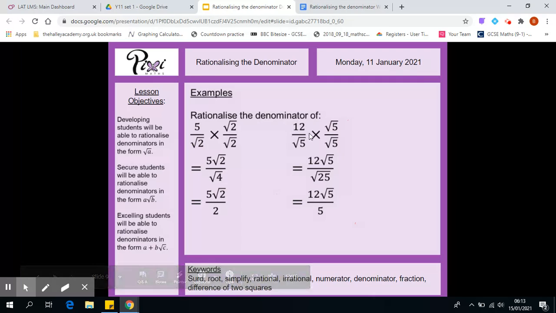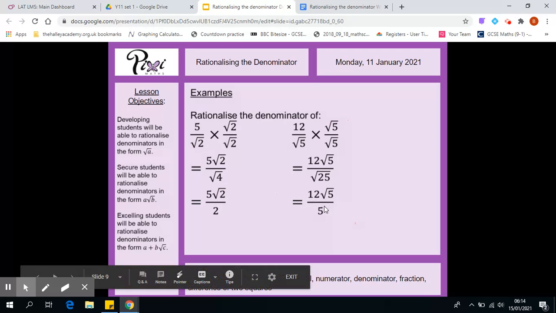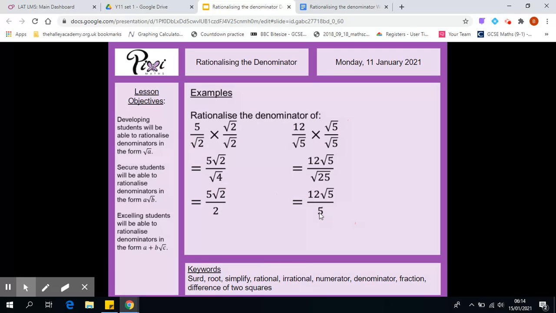Similarly, 12 over square root 5. We can multiply by square root 5, which is the denominator, on the numerator as well as the denominator, which gives us 12 square root 5. Notice I haven't multiplied 12 by 5 because 12 is a rational number and square root of 5 is irrational. Square root of 5 times square root of 5 is square root of 25, which can be further simplified, giving 12 square root of 5 over 5.